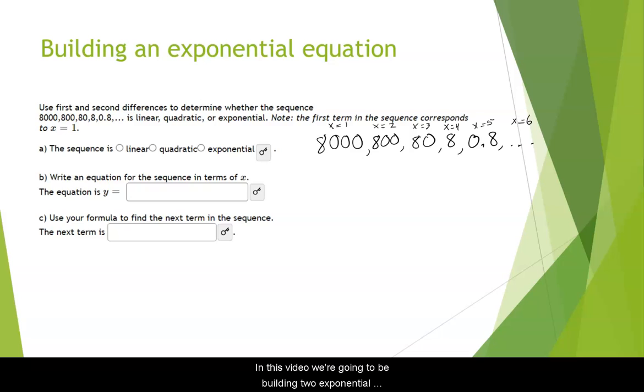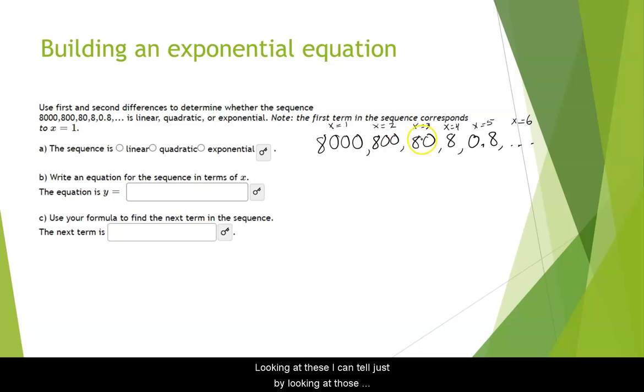In this video, we're going to be building two exponential equations. This first one is very similar to one of the homework assignments. We're supposed to use the first and second differences to determine whether or not the sequence, and there's our sequence, is linear, quadratic, or exponential. We're also told that the first term in the sequence corresponds to x equals 1, which is going to be important when we get to part B.